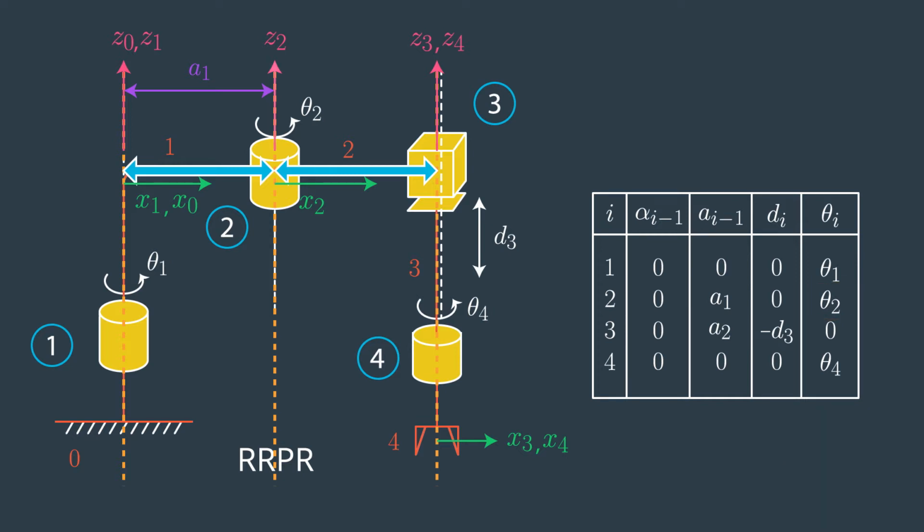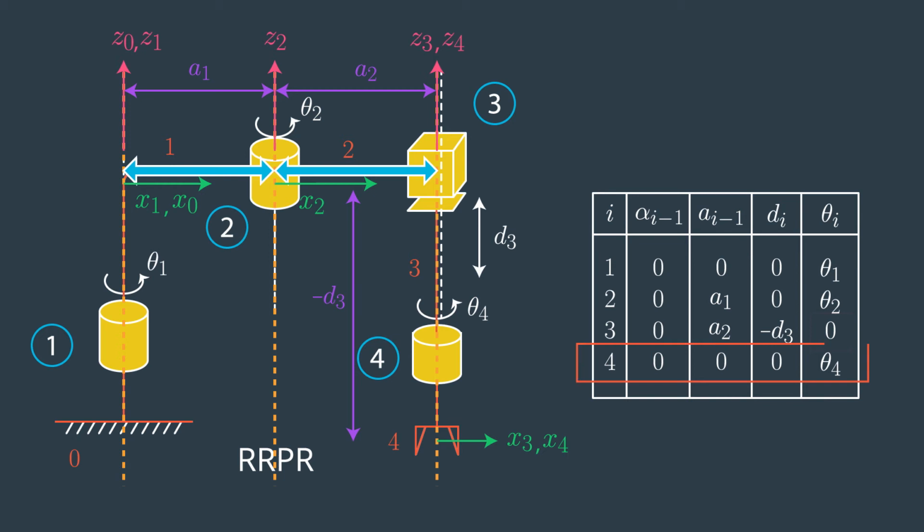On to row 3. Z2 is parallel to z3. This makes the twist angle, alpha 2, equal to 0. A2 is the distance between z2 and z3, measured along x2. D3 is the signed distance from x2 to x3, measured along z3. Notice that to get from x2 to x3, you have to move in the negative z3 direction. Joint 3 is prismatic, which means d3 is the only variable in row 3, and thus theta 3 is 0.